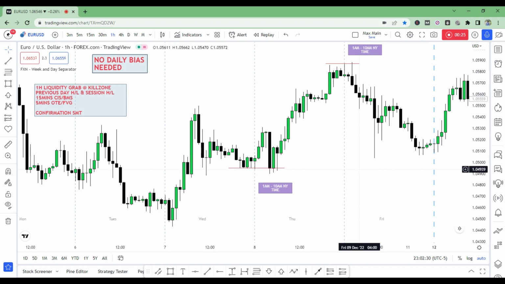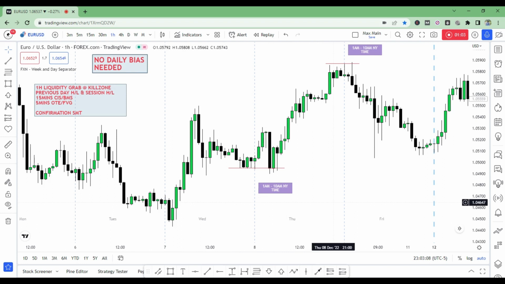So I'm looking at the Euro USD 1 hour chart. I've outlined a few examples, but as you can see, the first thing that we're going to be looking at is the 1 hour liquidity grab during Killzone. If you don't know what a Killzone is, you can go and check out ICT videos on his channel, the Inner Circle Trader. He defines the ICT Killzones very well, and you can get more explanation about the kill zones. But what I like to do is look at the time between 1 a.m.